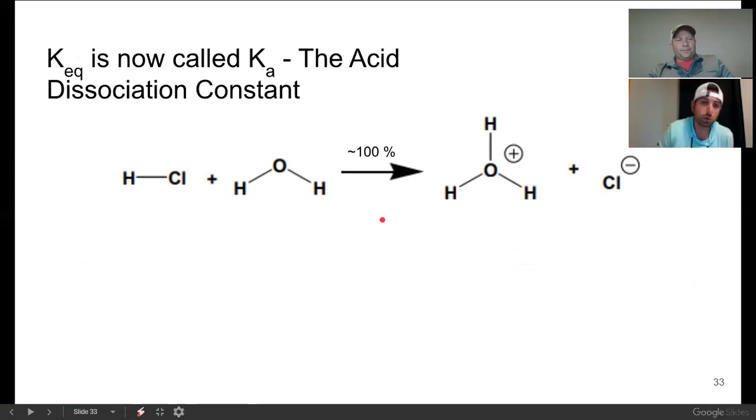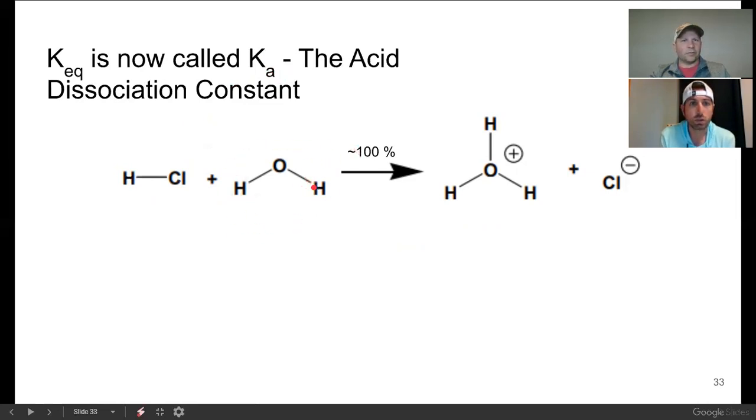We learned first about KEQ, the equilibrium constant, and then we learned about KW for water. Now we're going to learn about Ka. The A stands for acid. This is the acid dissociation constant, and we're going to do it the exact same way we learned to do KEQ, except we're dealing specifically with acids. The formula is the same. Do we include the water in the Ka?